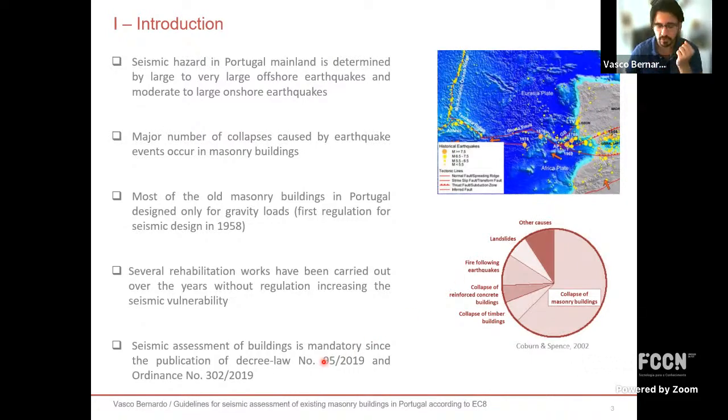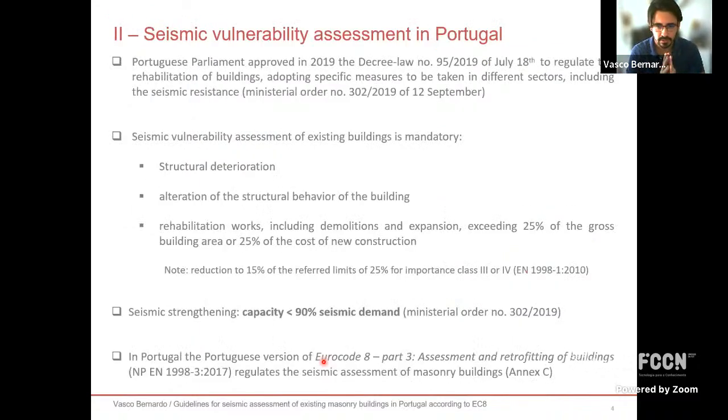the number 95. So according to this law, the seismic assessment of buildings became mandatory when some structural deterioration of the buildings is observed, or when the structural behavior is modified, or even when the intervention works exceed 25% of the gross building area, or 25% of the cost of the new construction. So in the case of buildings that belong to importance class 3 or 4, the hospitals and schools, for example, this value is less, 10%.